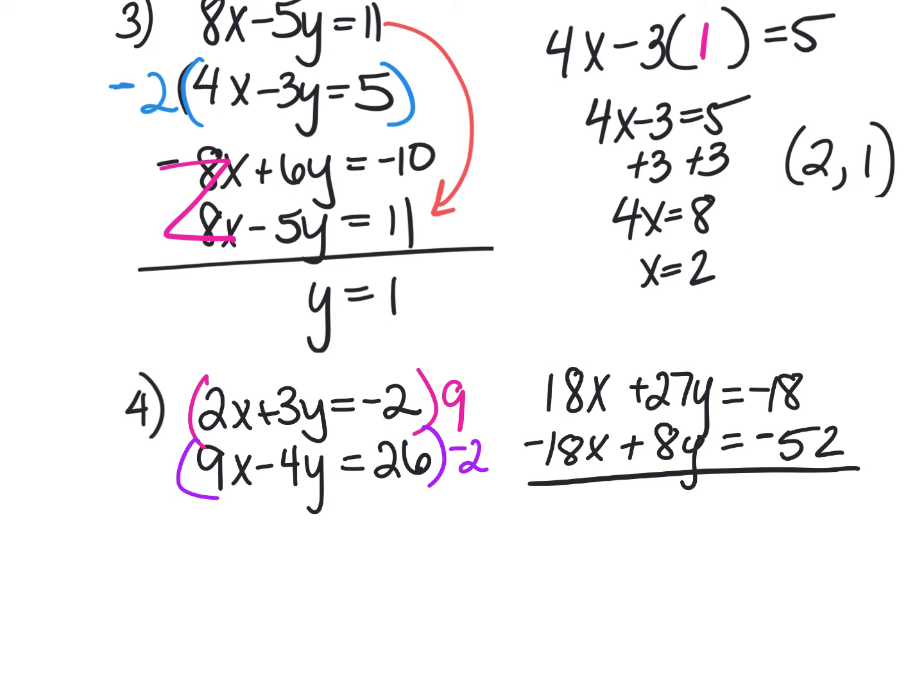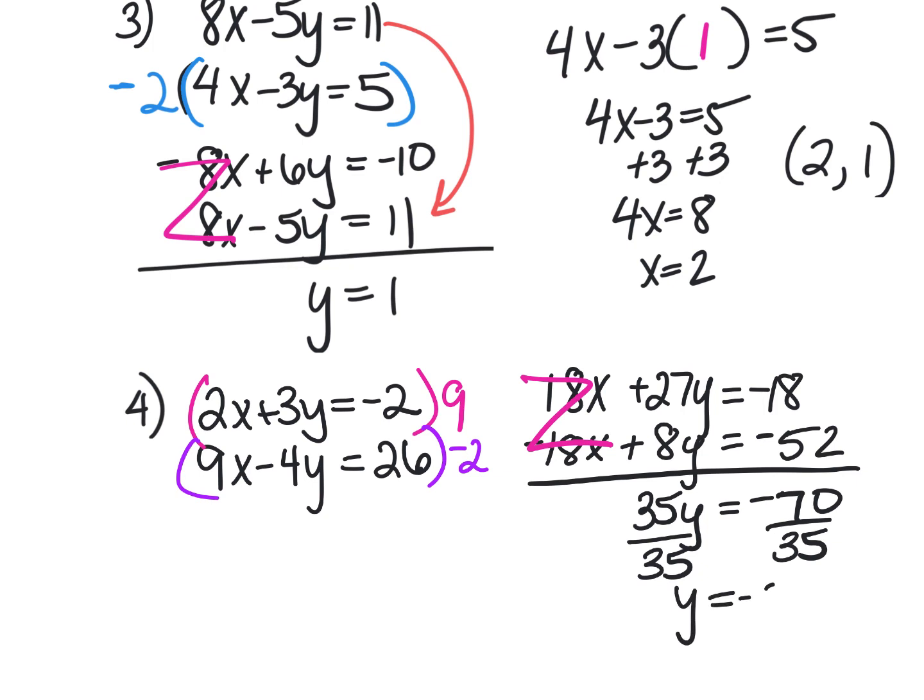So when I add these together, I get 18x minus 18x is 0. 27y plus 8y is 35y. And negative 18 minus 52 is negative 70. And that's why we changed it to a 26, because this wouldn't have come out nicely with 27. Divide by 35, and y is negative 2.